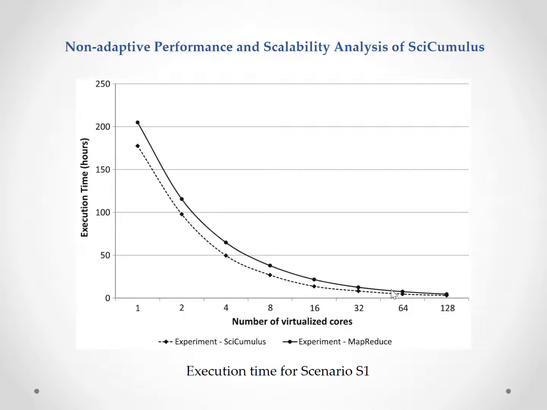So why could this have happened? This is because Hadoop has serious overhead while generating maps, and SkyCumulus scheduling, based on the proposed cost model, scheduled more intensive cloud activities to large virtual machines and less intensive cloud activities to micro virtual machines.